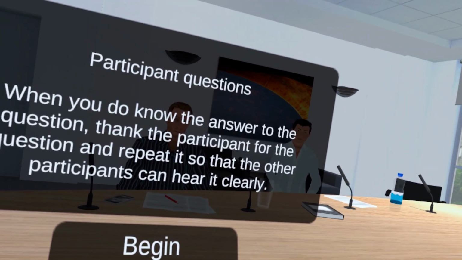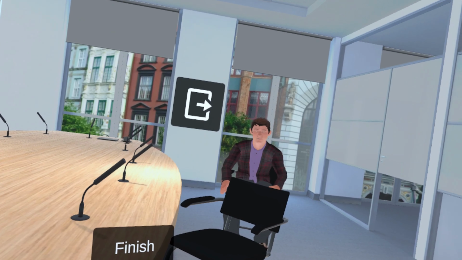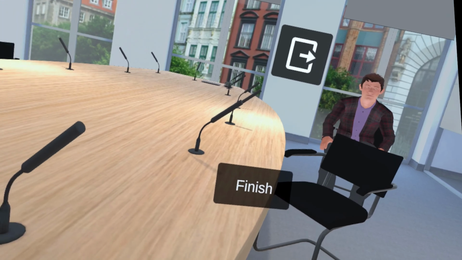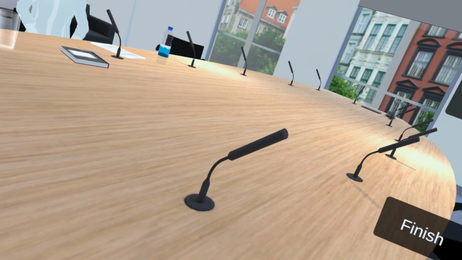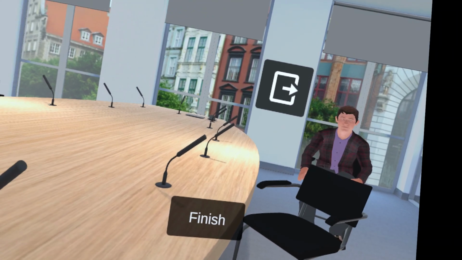When you do know the answer, thank the participant for the question, repeat it so that the other participants can hear. That's a good point. What are the advantages of using a flipboard or a sticky board? Yeah, that's a very good question. Thank you for asking that. The advantages of using a clipboard is that it's just easier to hold the papers as you're signing them. When you're inputting the data onto a sheet of paper, having a clipboard is just nice to have. Thank you for asking.